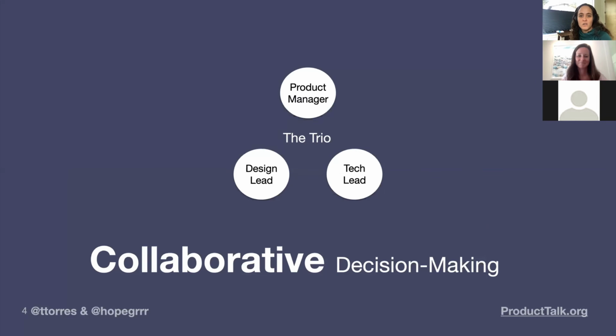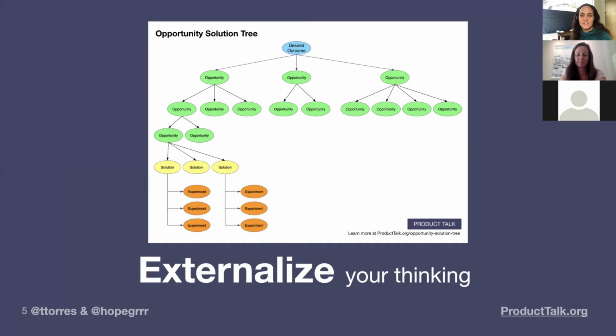All right, so in part 1, we covered collaborative decision making. This is the idea of the product trio, a product manager, a designer, and a tech lead working together and owning product decisions together. That's the first principle we look for. The second one is to externalize your thinking. We talked about opportunity solution trees, customer journey maps, experience maps, story mapping, lots of ways for teams to externalize their thinking so that they can align around it and so that stakeholders can follow progress. So that was the second principle.